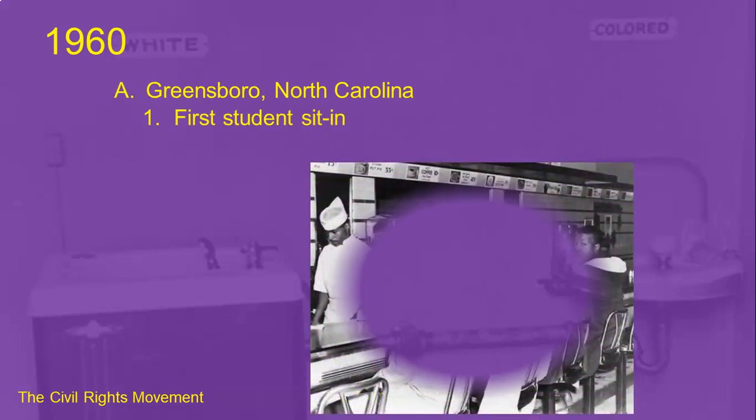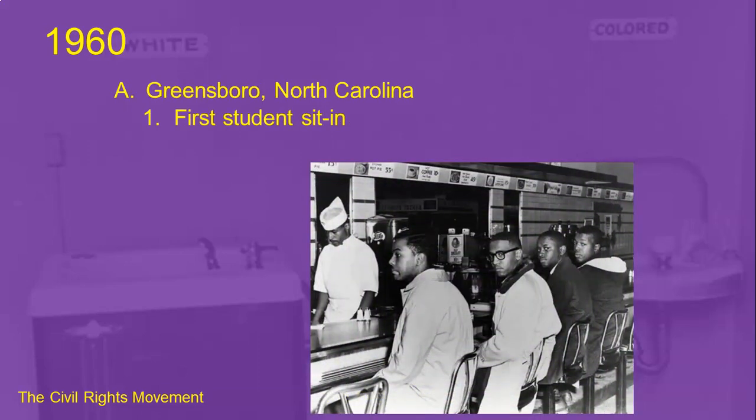That brings us to 1960. In 1960, there's going to be a new movement that begins in Greensboro, North Carolina. The first student sit-in occurs. It occurs at a Woolworth's department store at something called a lunch counter. Okay.